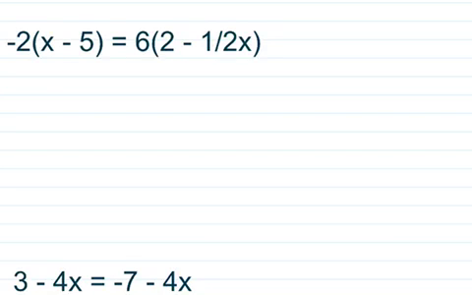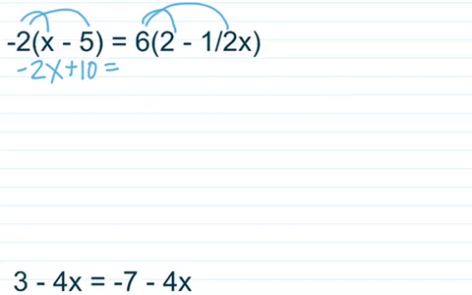So our first step is going to be distribute. Before we can even get the x's on the same side, we need to distribute. So this negative 2 is getting multiplied by everything inside. So negative 2 times x, negative 2x, negative 2 times negative 5, positive 10. And then I need to do the same thing on the other side. Distribute your 6. So 6 times 2.